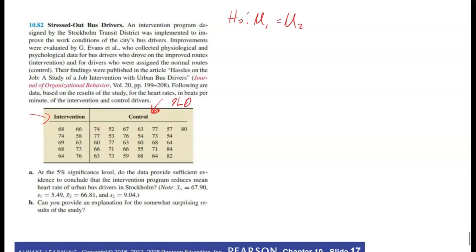We're going to go ahead and call mu1 the intervention and mu2 the control group. So this is where it gets tricky, and this is why you have to define it. At the 5% level, do the data provide sufficient evidence to conclude that the intervention reduces the mean heart rate? So if the intervention is group 1, and we want to see if it reduces it, we would have to say that mu1 is less than mu2.